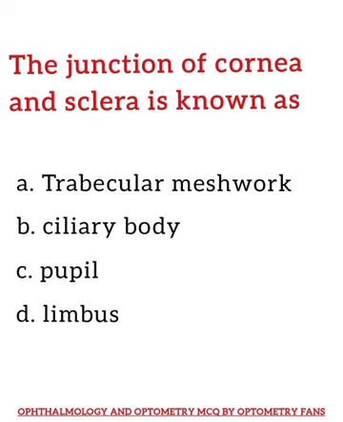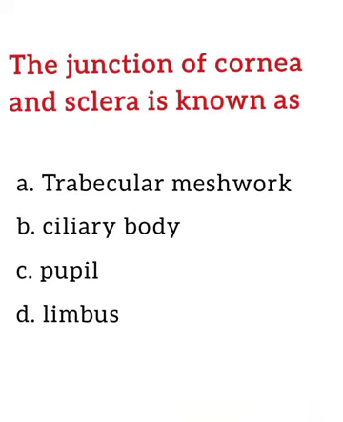The junction of the cornea and sclera is known as option A, trabecular meshwork. Option B, ciliary body. Option C, pupil. And option D, limbus. The correct answer is option D, limbus.